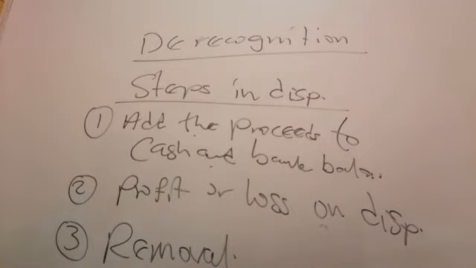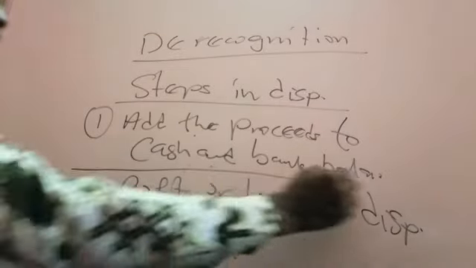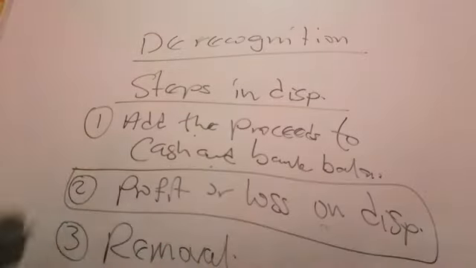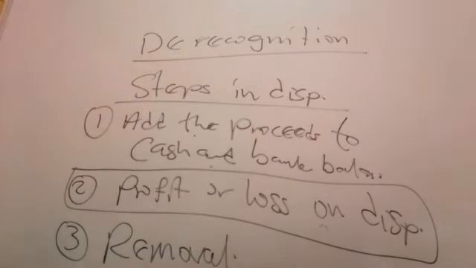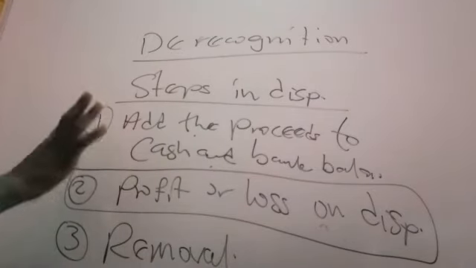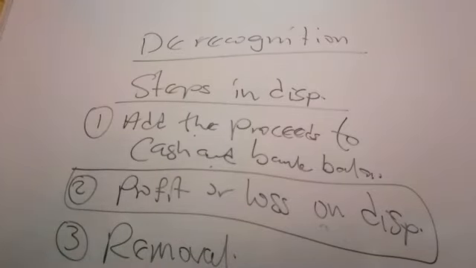Now there's a small format for this. If you want to determine the profit or loss, two items. First, look for the proceeds, the same proceeds that you've added to your cash, bring it, and less the carrying amount of the disposed asset, then you are done. So let me repeat again. Step 1, add the proceeds to your cash balance or your bank balance.